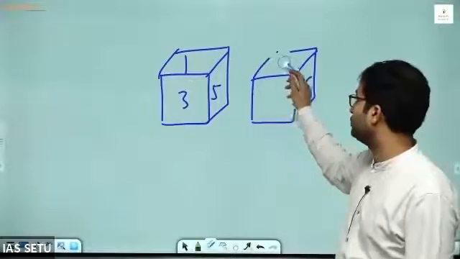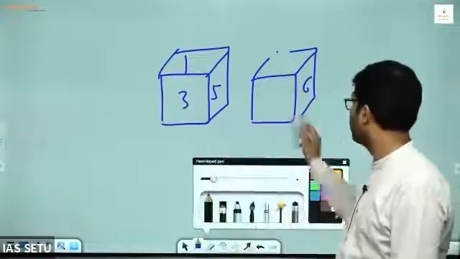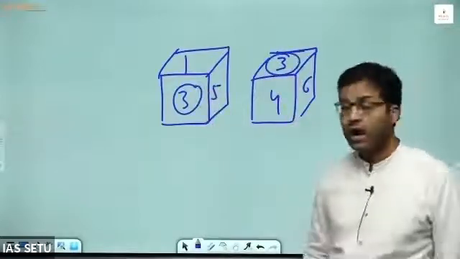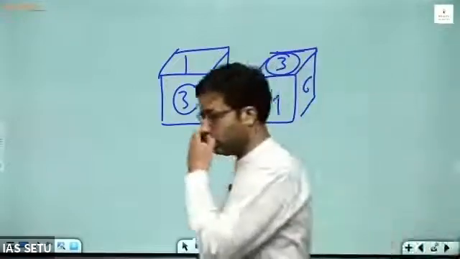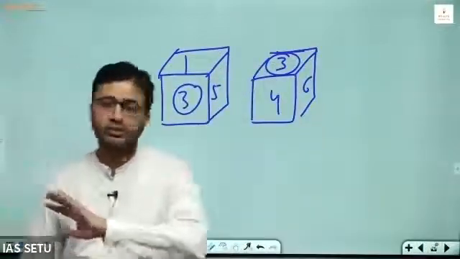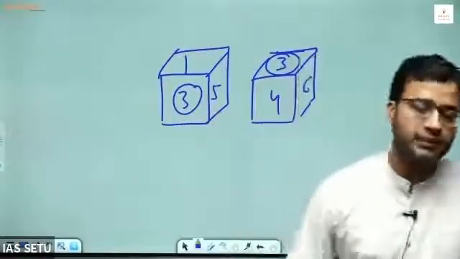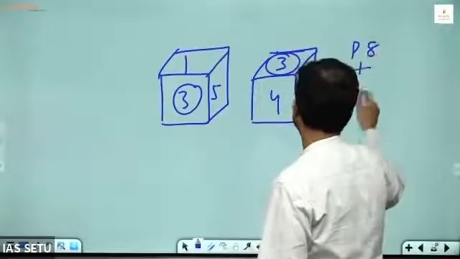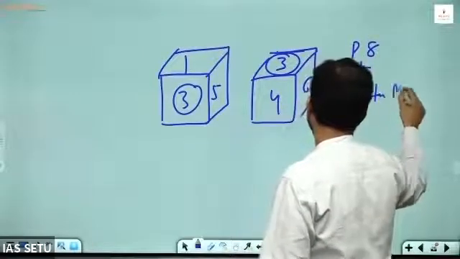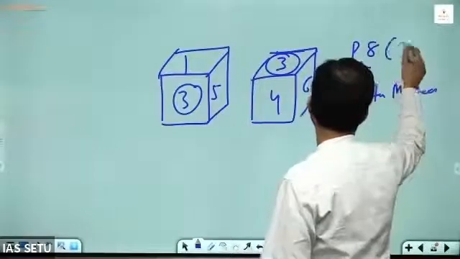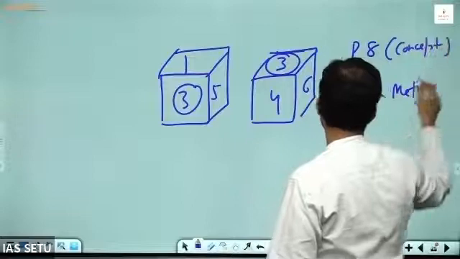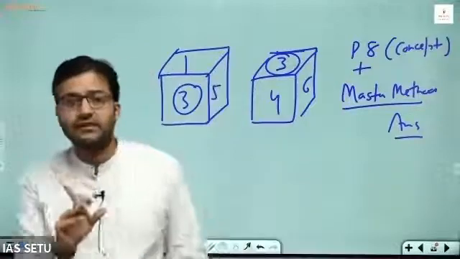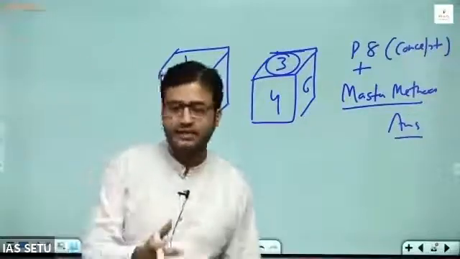If I make it like this, 3 here, 4 here. This is common face 3, 3. Having different position. So if the common face is having different position, we cannot use property number 7. Here, what will help? Property number 8 plus master method. Property number 8 is just concept, will not give you answer. Master method will give you answer. Property 8 is concept, which is required from exam point of view.